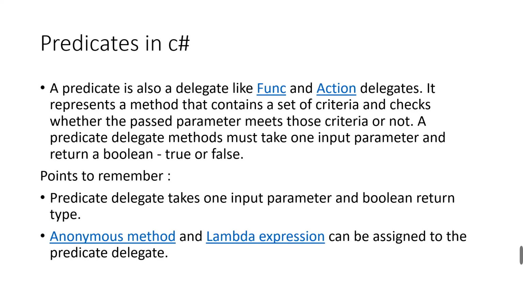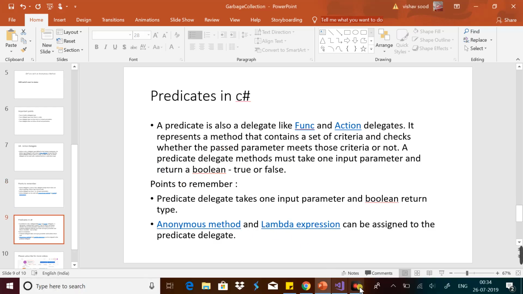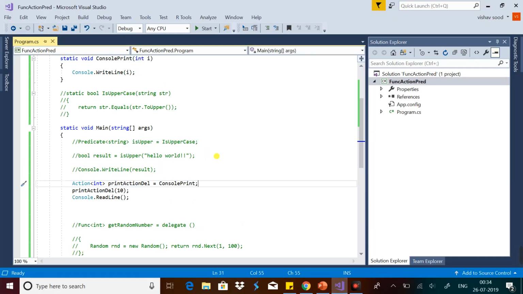Next term that comes is predicates. Again, a predicate is a .NET defined delegate, and it represents a method that contains a set of criteria and checks whether the passed parameter meets those criteria or not. That means predicates are mostly used for functions that return a boolean, and they only take one parameter. So let's move to Visual Studio and see how the predicate works.